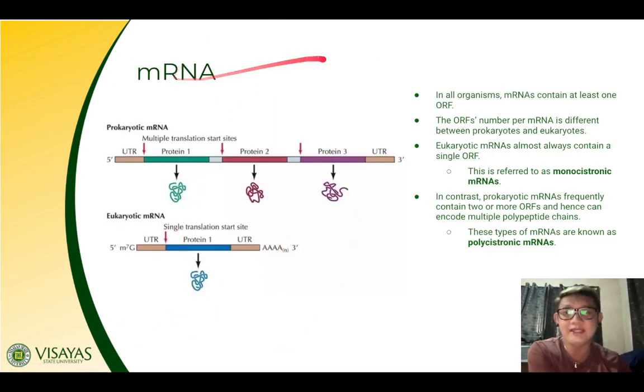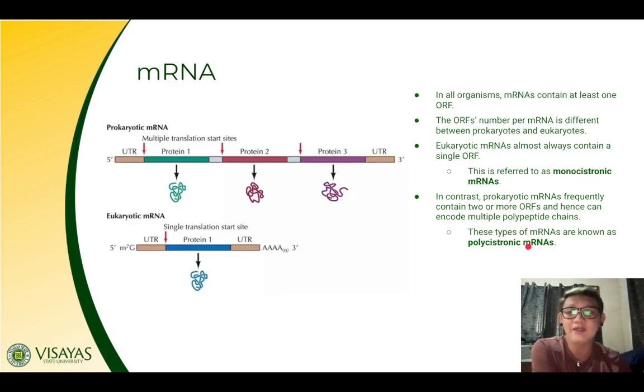In all organisms, mRNAs contain at least one ORF. The number of ORFs, each corresponding to a particular protein, is different between prokaryotes and eukaryotes. Eukaryotic mRNAs almost always contain a single ORF, so only one protein is translated. This is referred to as monocistronic mRNA. But prokaryotic mRNAs frequently contain two or more open reading frames, so they could produce two or more proteins from one messenger RNA, with one promoter region in the original gene.